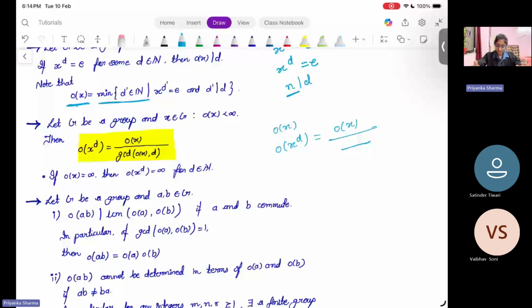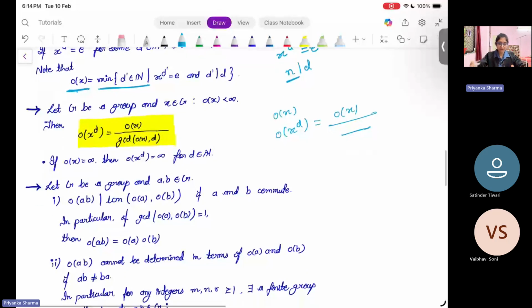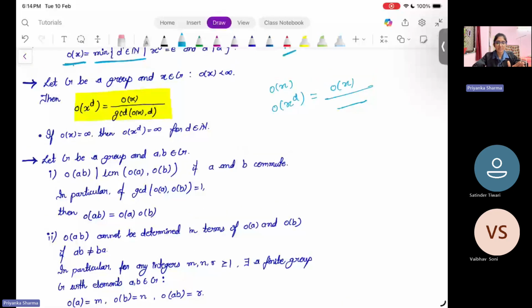Okay. So if the order of x is finite, then how can we find the order of x to the power d? This will be the order of x divided by the GCD of the order of x and d. And clearly, if the order of x is infinite, then the order of x to the power d for some natural number d will again be infinite.